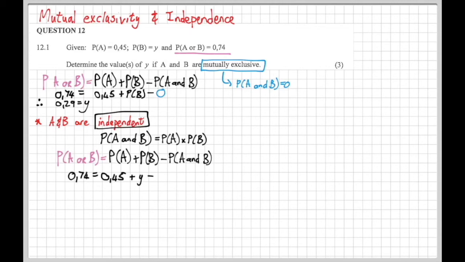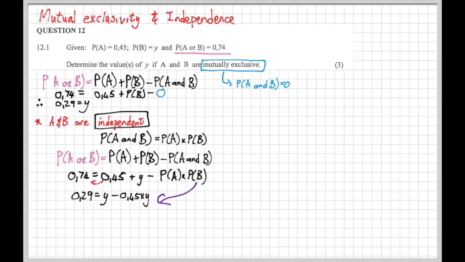What about that probability of A and B at the back? That probability of A and B at the back is now actually the probability of A times the probability of B. Why? Because of independence. What you guys all long for. Is it not, ladies and gents, independence? So I'm going to solve by subbing in the 0.45 for the probability of A and the Y for the probability of B.